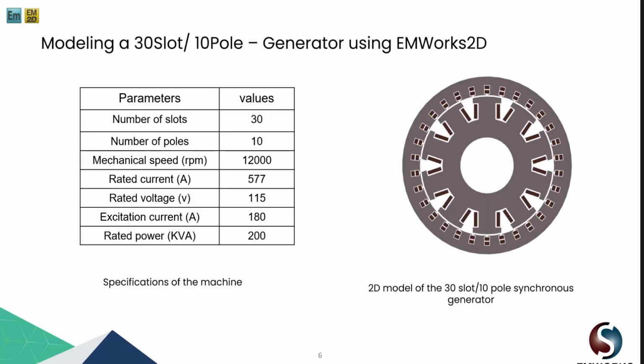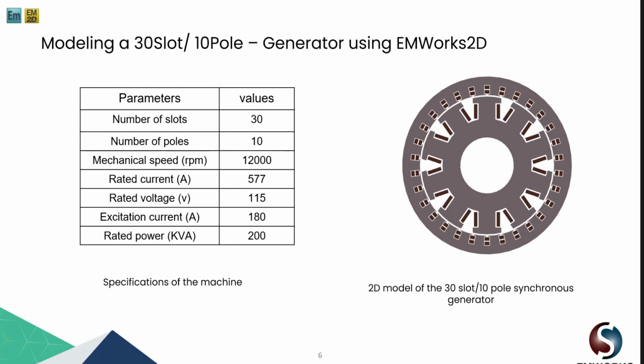All right, let's just start with an example. We have a model, and we're going to start with the radial flux. It's a 2D generator. It has 30 poles, 30 slots, and these are the numbers of poles. The mechanical speed is 12,000 RPM. Then the rated current, rated voltage, excitation current, and rated power. So this is the model for this radial flux generator.